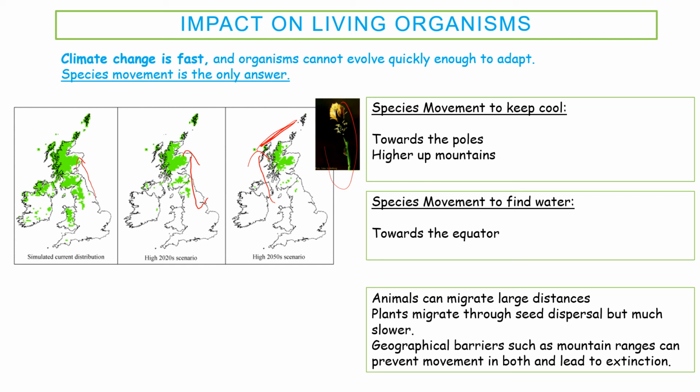And we can see even this year, Scotland has been snow-free for the fourth time in a row, and that used to be rare. There was always somewhere in the mountains in Scotland where there was a bit of snow. So species are tending to move towards the poles or higher up mountains to keep cool. Species often move towards the equator if they're looking for water supplies because of the heavy rain there. As I said, animals have a tendency to migrate, but plants and others find it much more difficult, and geographical barriers may prevent movement and lead to extinction.